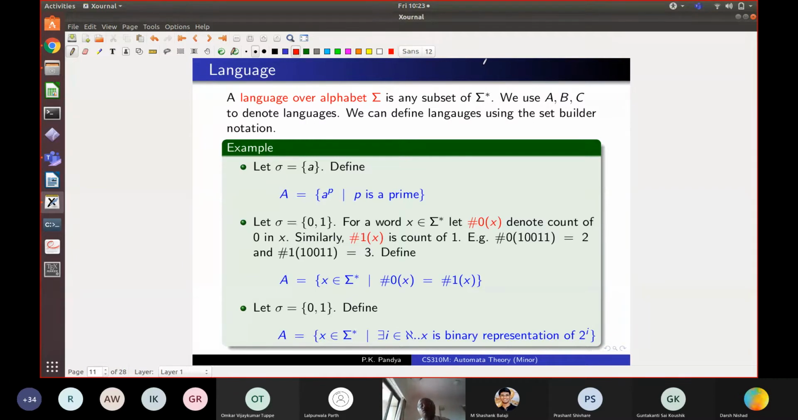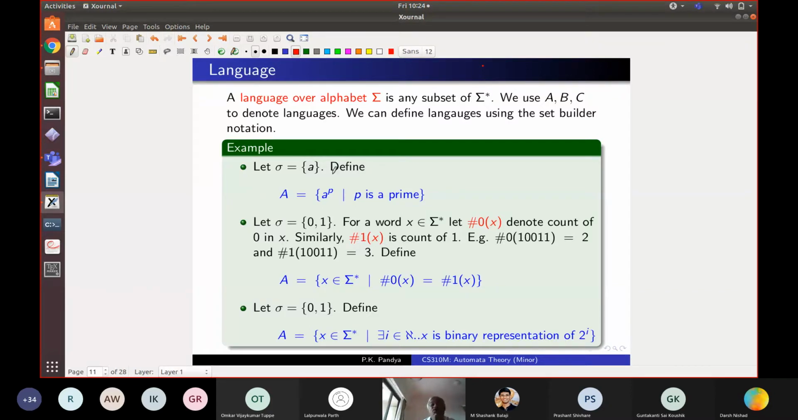So there are many languages over alphabet sigma. These are called artificial languages. They are not natural languages, like English or French. So an artificial language over alphabet sigma is any subset of sigma star, and we'll see many examples so this concept will become clear to you. We will use capital letters A, B, C to denote languages, and we will typically define artificial languages using set builder notation, the set of all strings which are members of my given language.